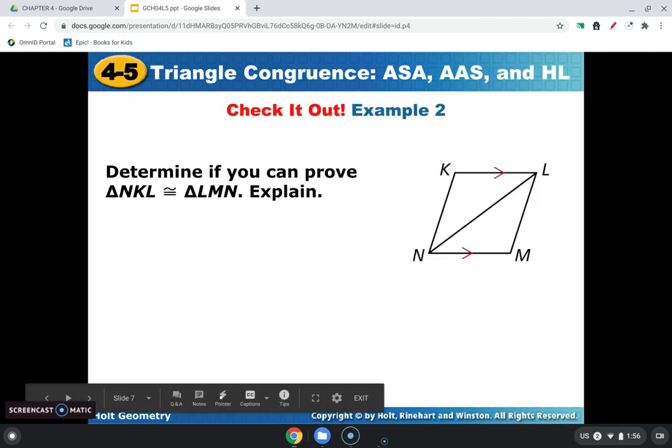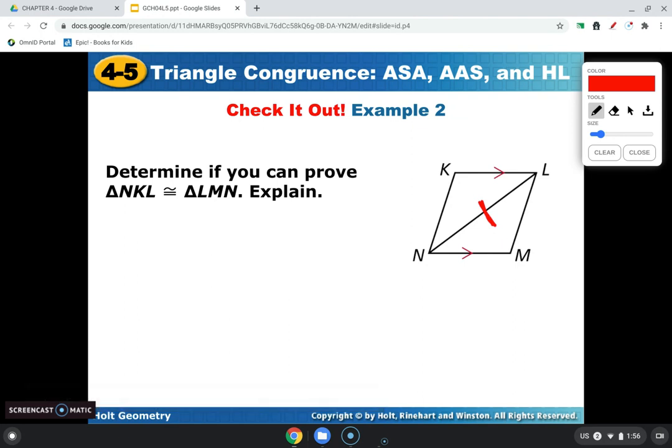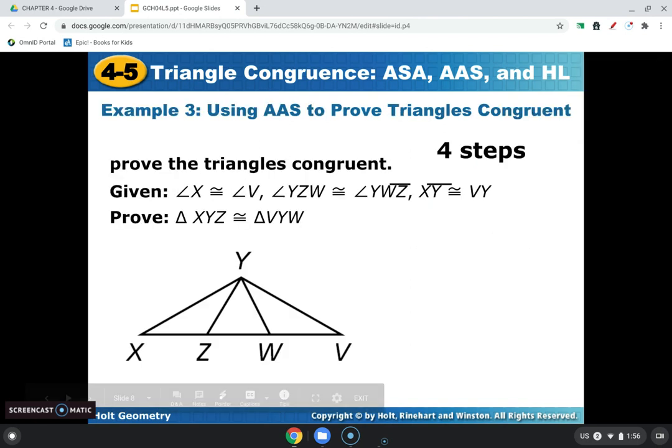All right, what about here? Well, we share that side for reflexive. Now, we're parallel just here and here. Not the same, but parallel. So that and that would be alternate interior angles. We don't know if those two sides are parallel, so we don't know about these other two angles. So this does not work. They are not congruent. We do not have enough information to use any of our triangle congruence theorems.